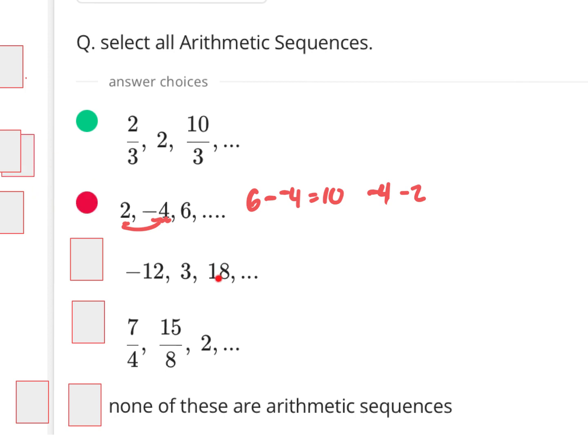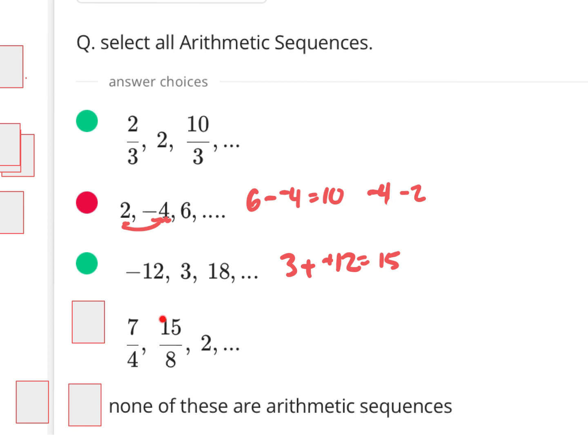How about this guy? 18 take away 3, that's 15. Okay. 3 take away negative 12. Is it 15? Change the minus minus to a plus. Yes, it is 15. So this one has a common difference of 15, which makes it arithmetic.